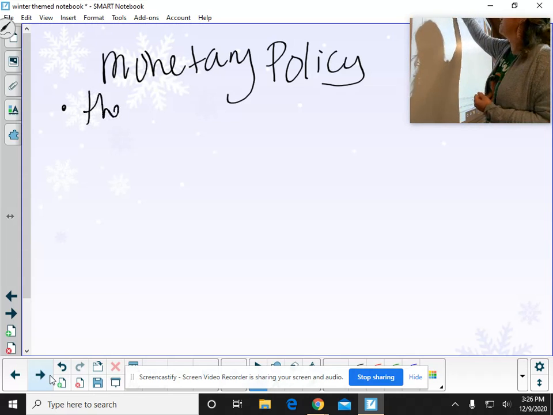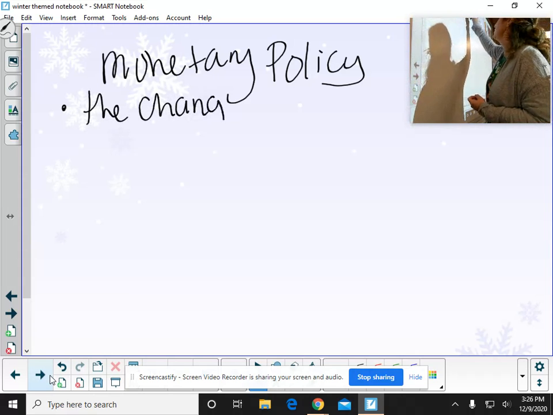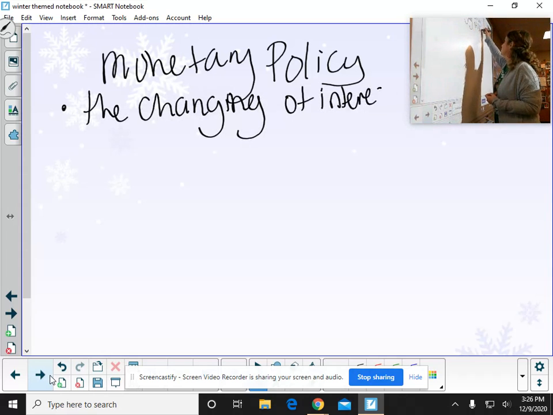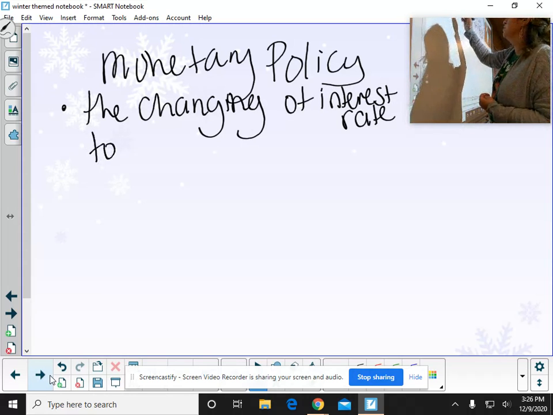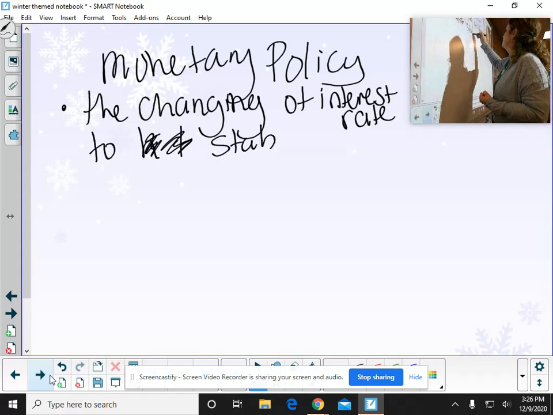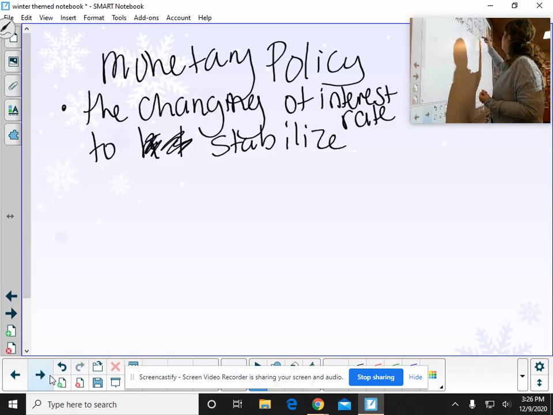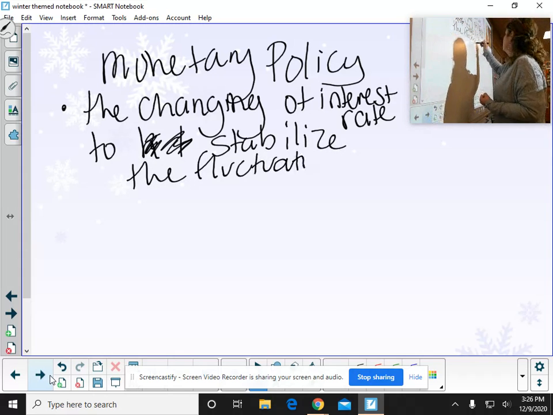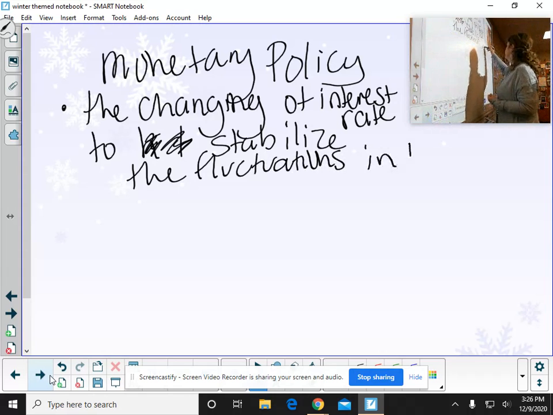But the changing of interest rates to stabilize the fluctuations in the business cycle.